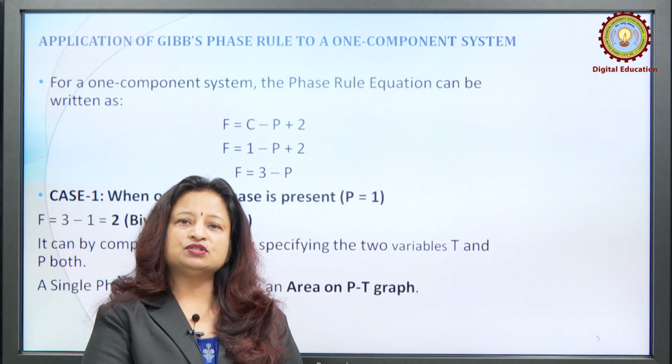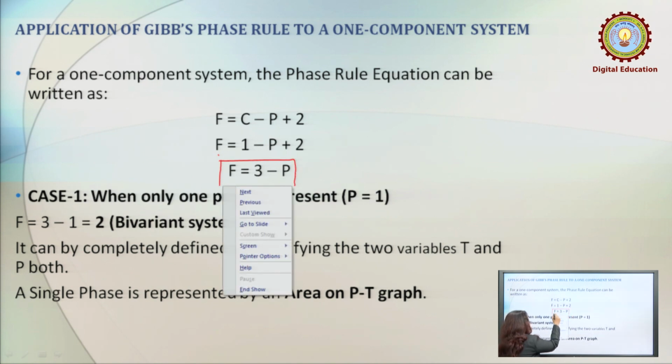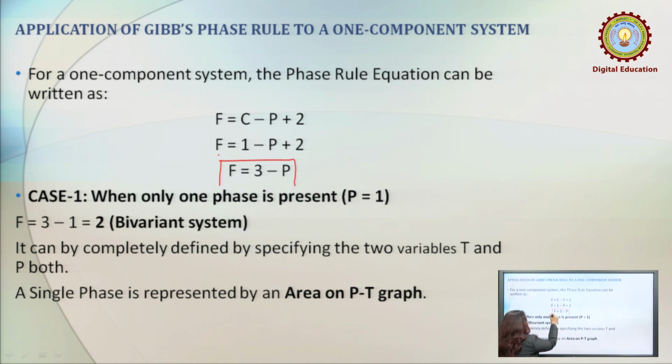Now, if we are going to consider the application of Gibbs phase rule to a one component system, we have to consider the number of component as 1. So, for a one component system, how can we write down the phase rule equation? Let us see here. F is equal to C minus P plus 2. So, if we consider number of components as 1, keeping 1 here, F is equal to 1 minus P plus 2. So, we get F is equal to 3 minus P. So, here you can see F is equal to 3 minus P. So, now this is the basic equation when we are going to consider the one component system.